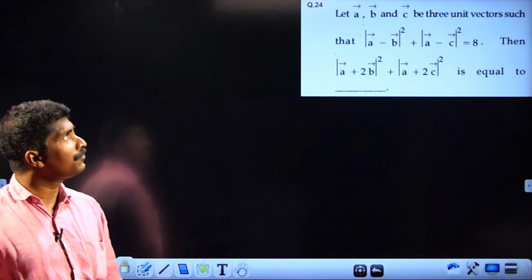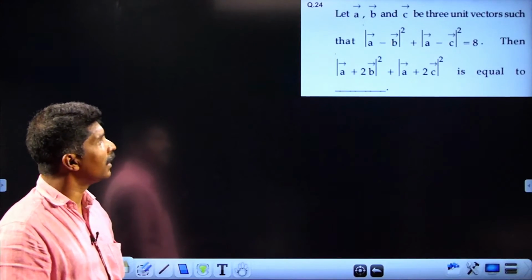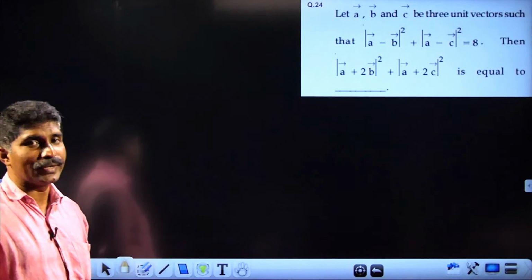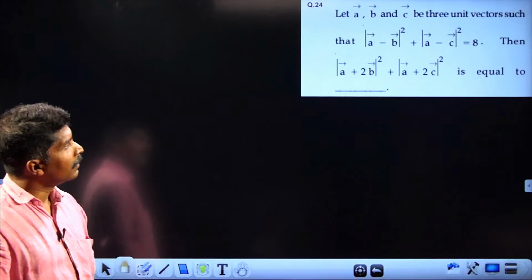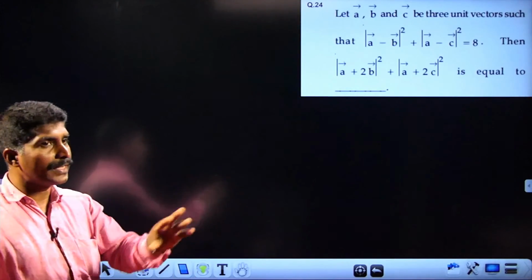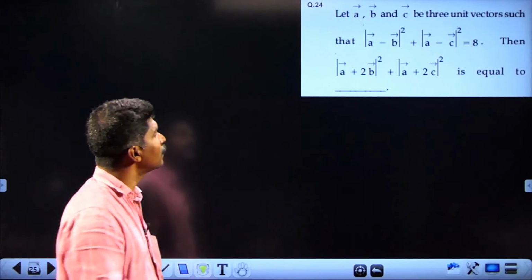Question number 24. A, B, C are 3 unit vectors such that modulus of A minus B the whole square plus modulus of A minus C the whole square is equal to 8. Then, what is this one? It is again a direct extension of the NCERT problems. You have to practice it only that much.